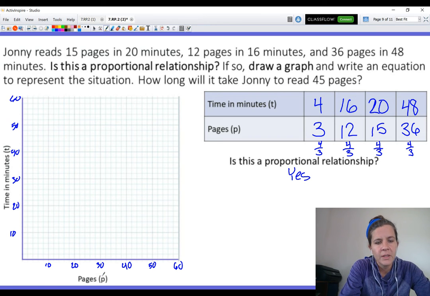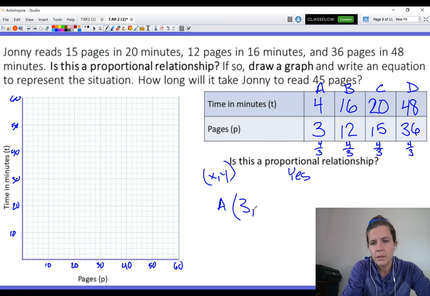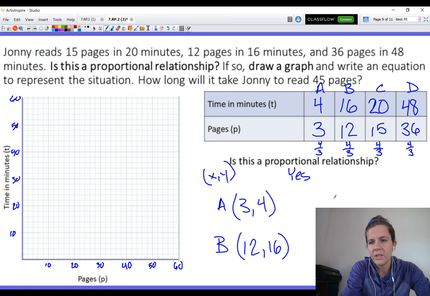Now, we see that the independent variable, P, is on the x-axis. So we want to put our points, we'll call them points A, B, C, and D. I'm going to go ahead and write what they're going to be. So if P is on the x-axis, remember it always goes X, Y. So we're going to have 3, 4. Point B is going to be 12, 16. Point C is going to be 15, 20. And point D is going to be 36, 48.